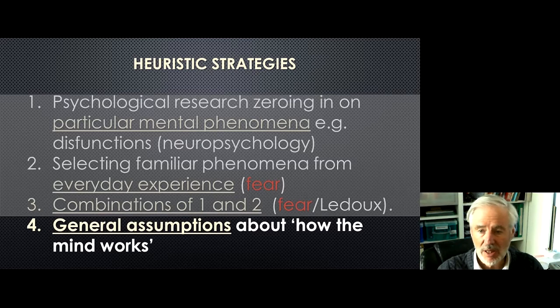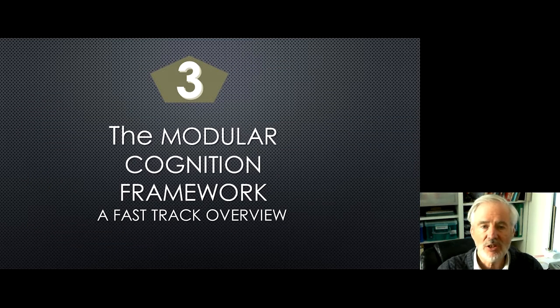And, well, I have to say there is a fourth heuristic strategy, and that is simply to operate on general assumptions about how the mind works. They may be unquestioned assumptions, or they may be based on some model which has been outdated or is no longer relevant. So a combination of heuristic strategies can get you quite a long way. However, it's not a systematic approach. That's what I'm looking for.